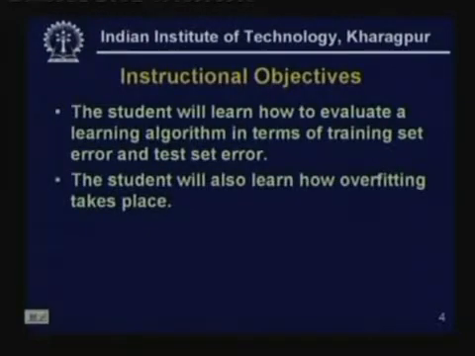Later, we will try to review how learning algorithms are evaluated in terms of the training set error and test set error. We will also show how overfitting occurs in decision trees, and in a later class we will look at how overfitting can be avoided in decision trees.